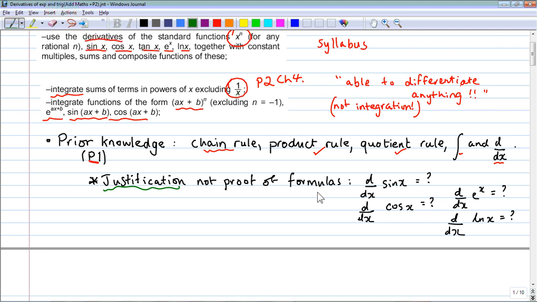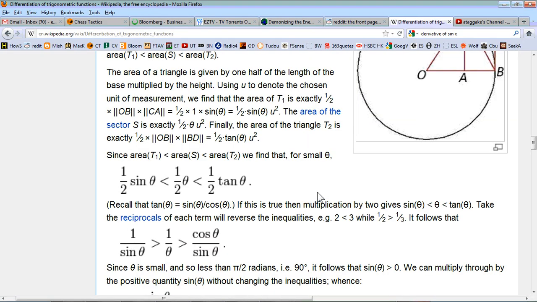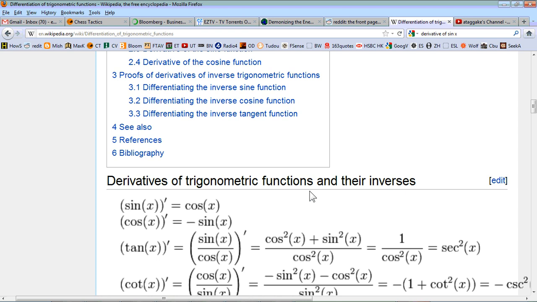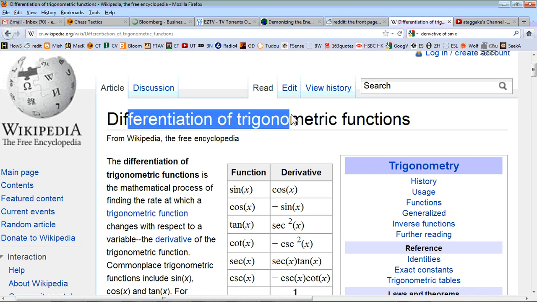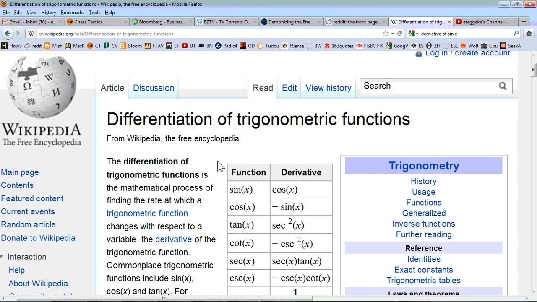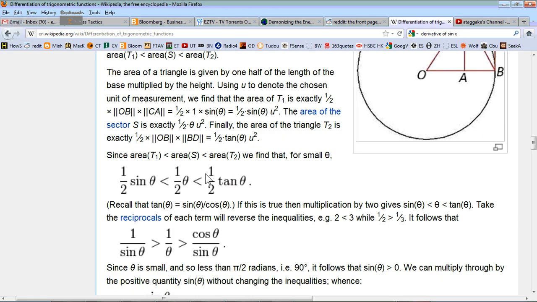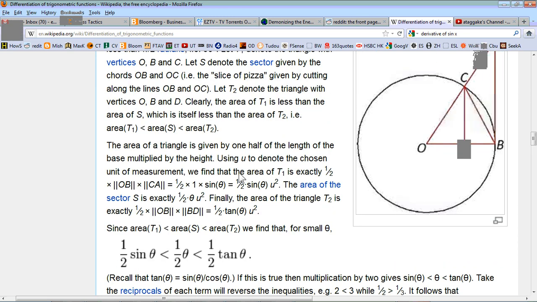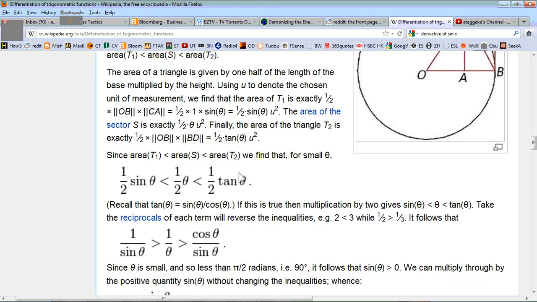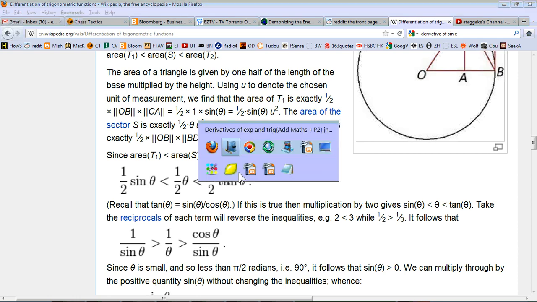So I'm going to show you a web page. This is from Wikipedia. The page is called Differentiation of Trigonometric Functions. They explain to you in some detail how to differentiate these functions. And the key idea is the idea of a limit. Now let me show you this idea with a picture first.